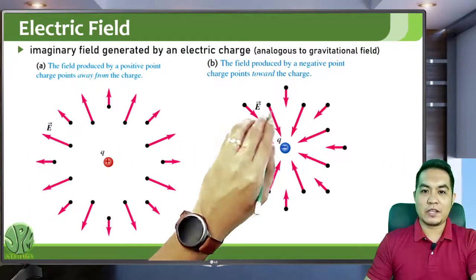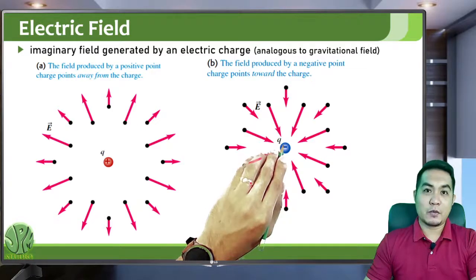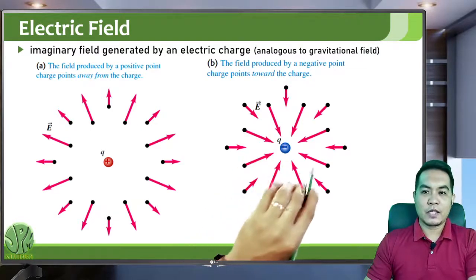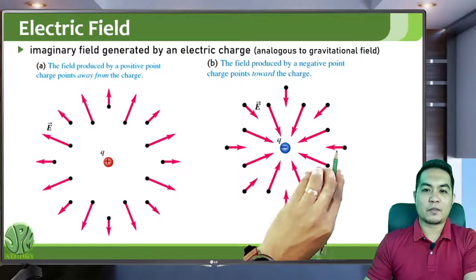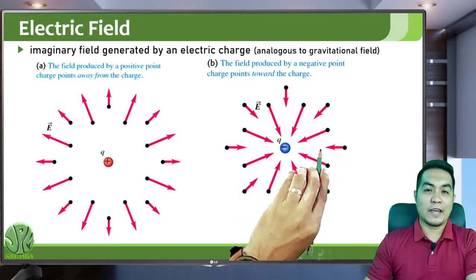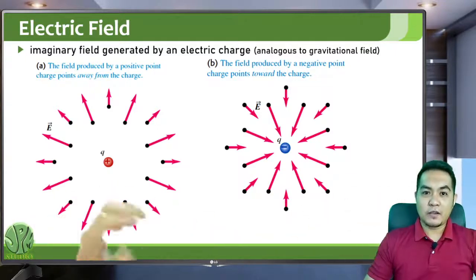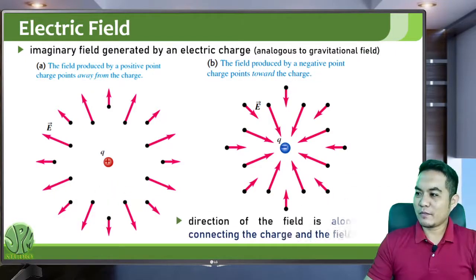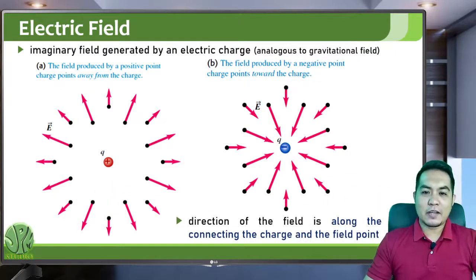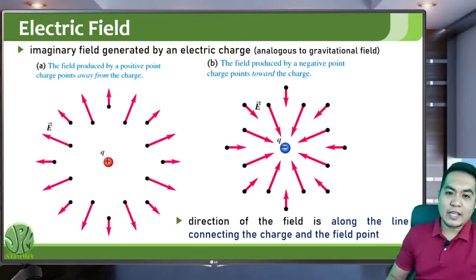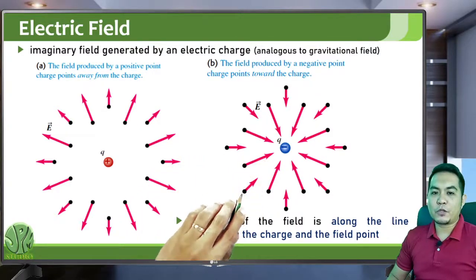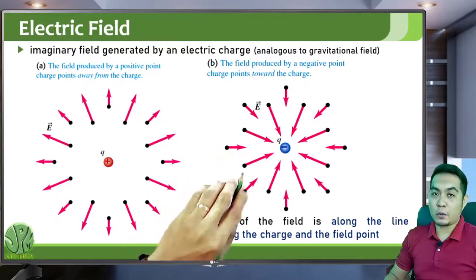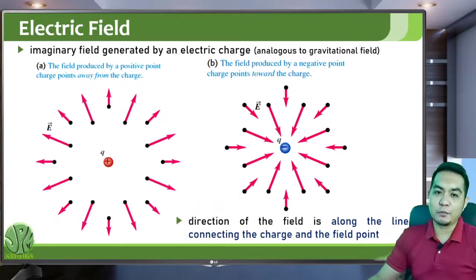Take note, this is a vector pointing in quadrant 4. This is a vector pointing in quadrant 2. This is a vector pointing to the negative x-axis. So it's a collection of vectors. It's a field. Again, the direction of the electric field is along the line connecting the charge and the field points. We should usually call these points where we want to find the electric field the field points.